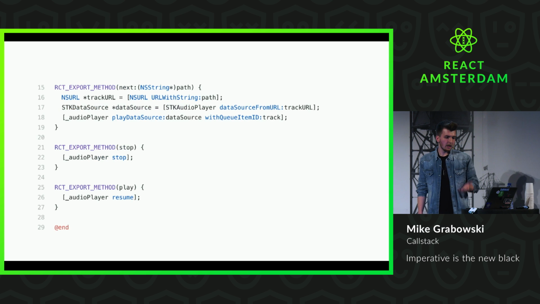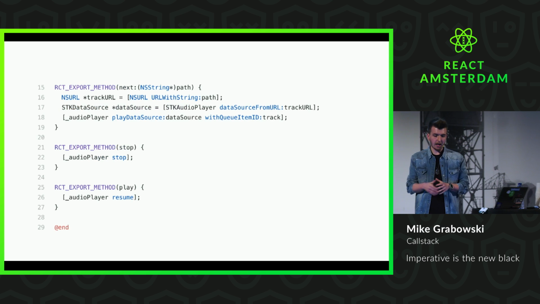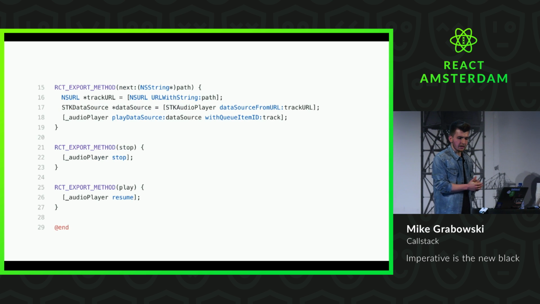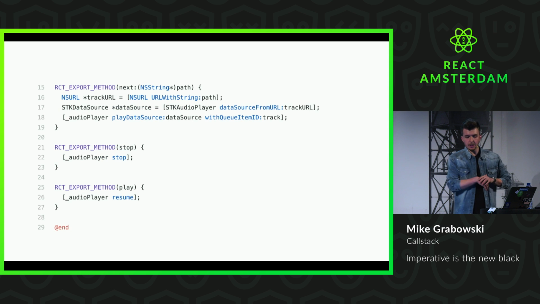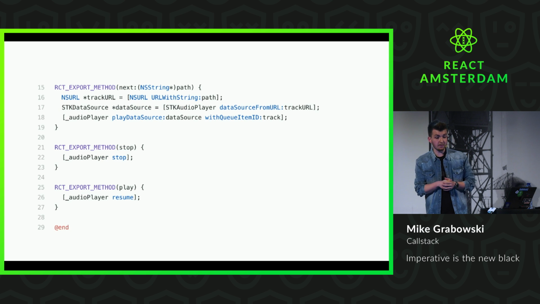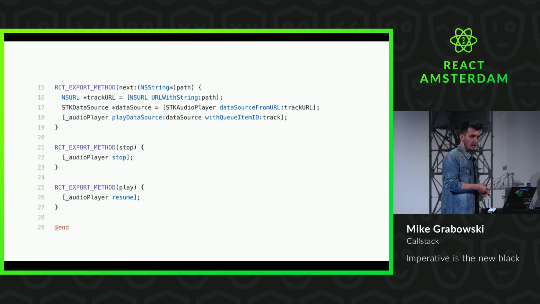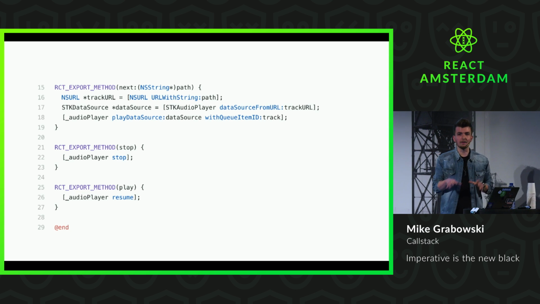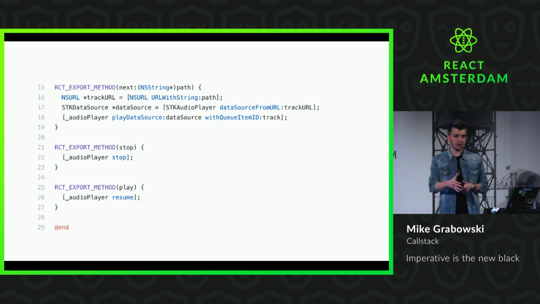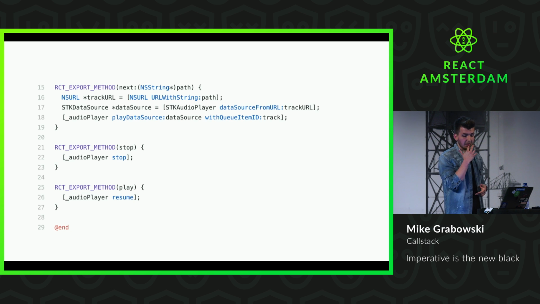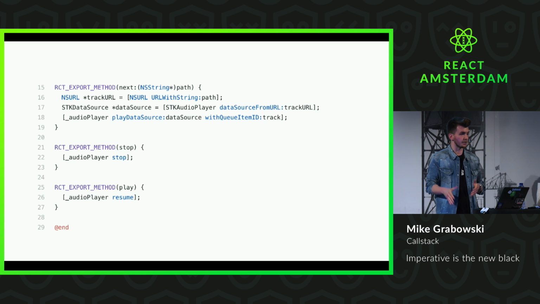And finally, we can directly expose play, stop, and next on the instance of the player. And as you can see, I'm wrapping every method with RCT export method, which will make it, again, available for the JavaScript to call. So this is very, very low-level deep stuff on the native side, which, as you can see, is going to be imperative, because we are basically calling play data source and stuff like that.